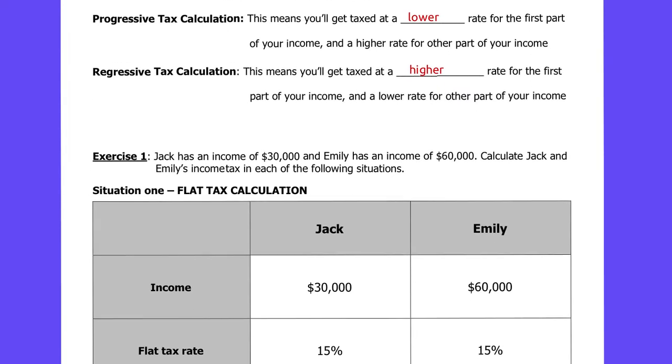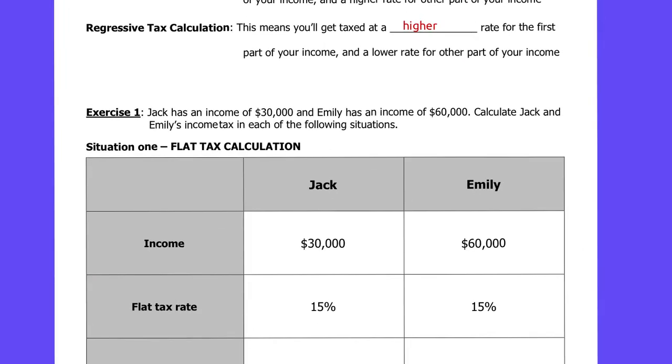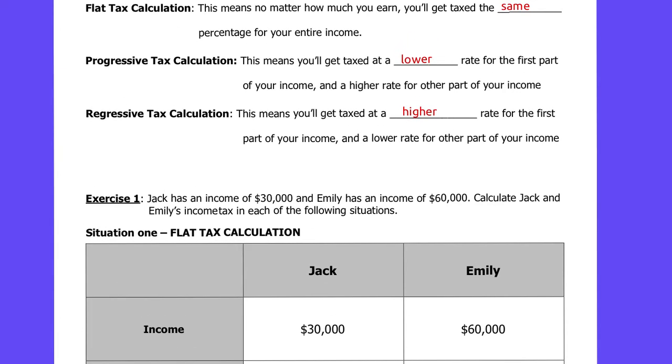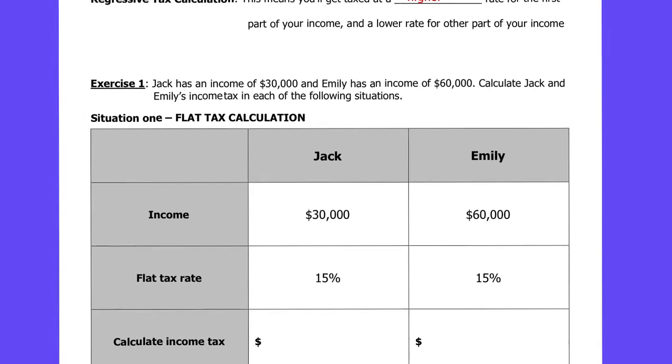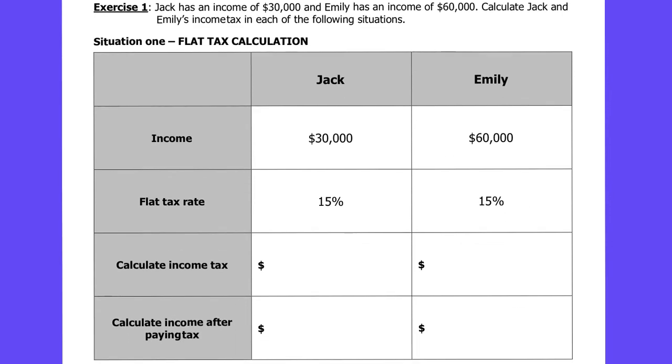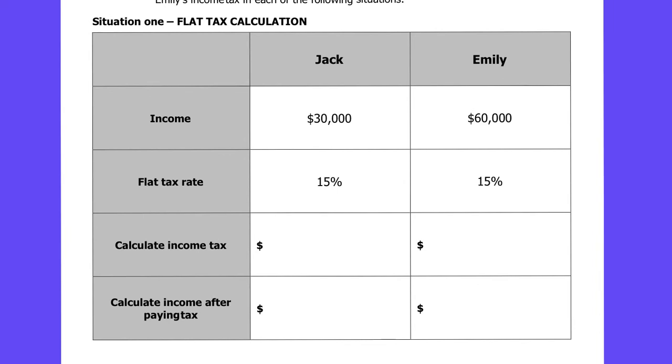If we could turn to exercise 1 below, I've got 3 situations and we're using the same people, Jack and Emily, in each situation, but we're using a different type of calculation, whether it's flat, progressive, or regressive. Jack has an income of $30,000 and Emily has an income of $60,000. Calculate Jack and Emily's income tax for the following situations. Our first situation is flat. To calculate flat, we multiply our percent, changed to a decimal first, by their income, their salary.